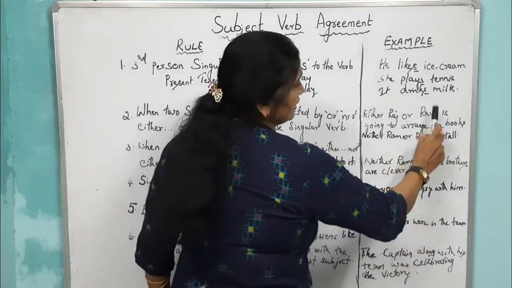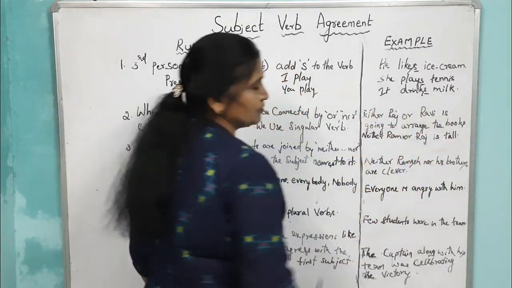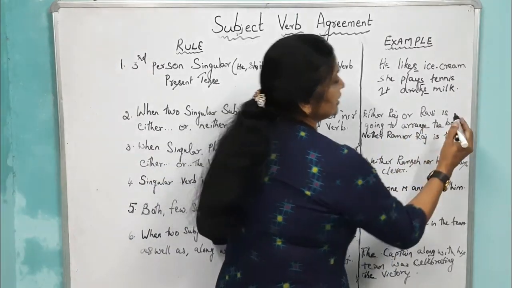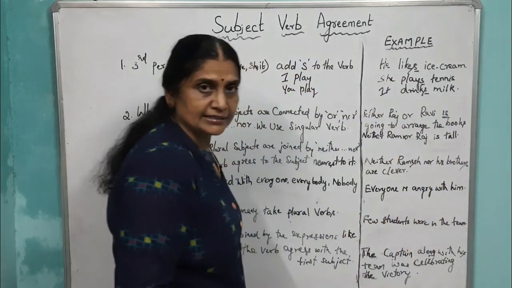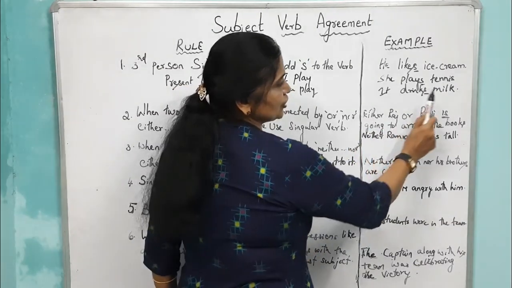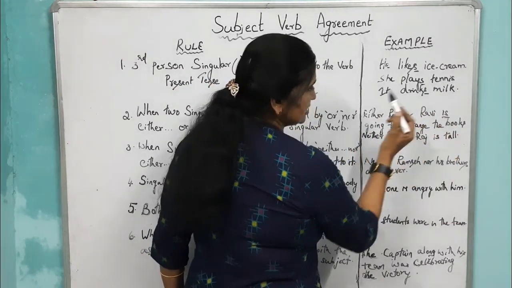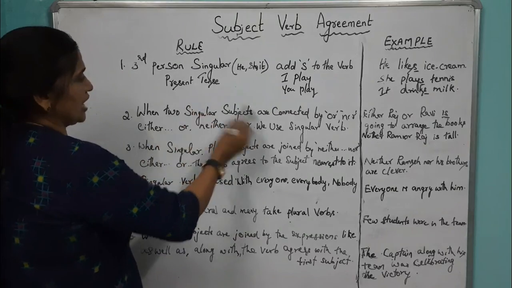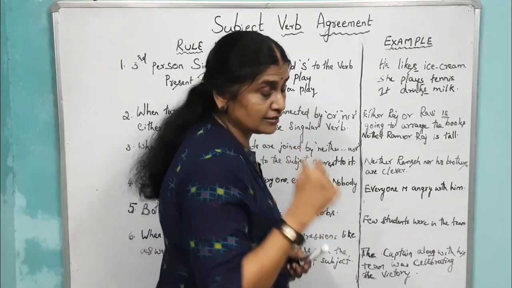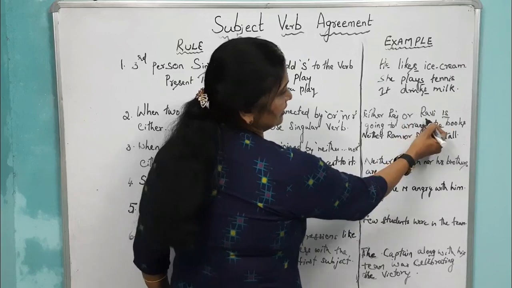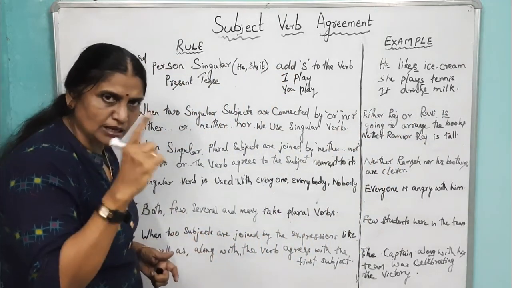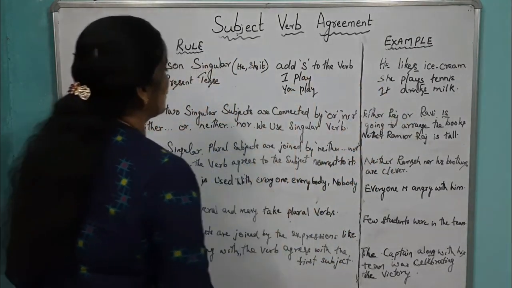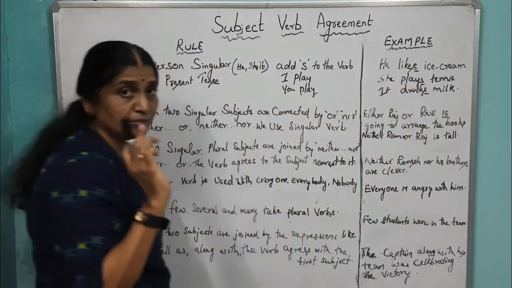Now let's see. Either Raj or Ravi is going to arrange the books. So one of them, either Raj or Ravi, is going to arrange. Now see the verb here, is. There are two persons, Raj and Ravi, but the verb is singular because we are using either...or. Raj is only one person and Ravi is also one person, so both are singular subjects. They are connected by either...or, so we have to use the singular verb is.